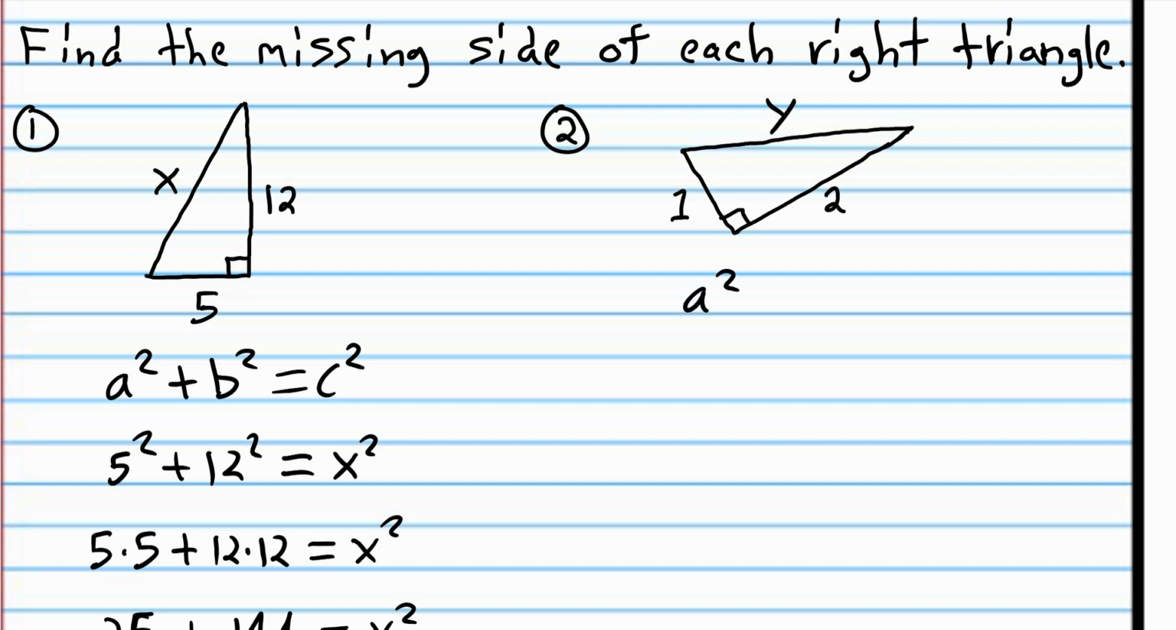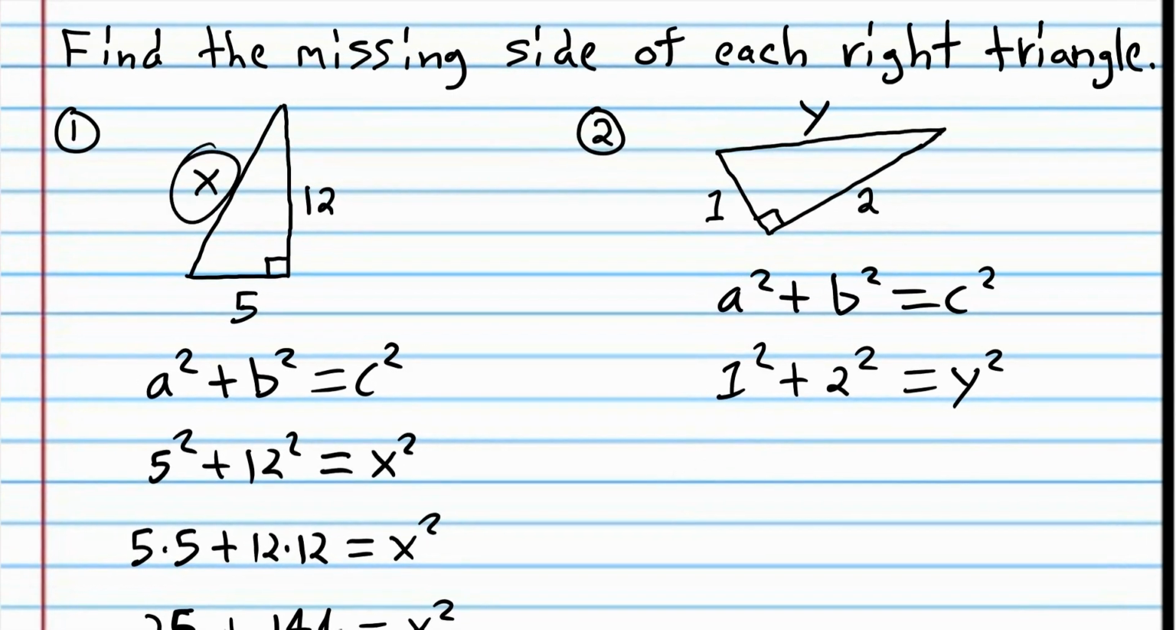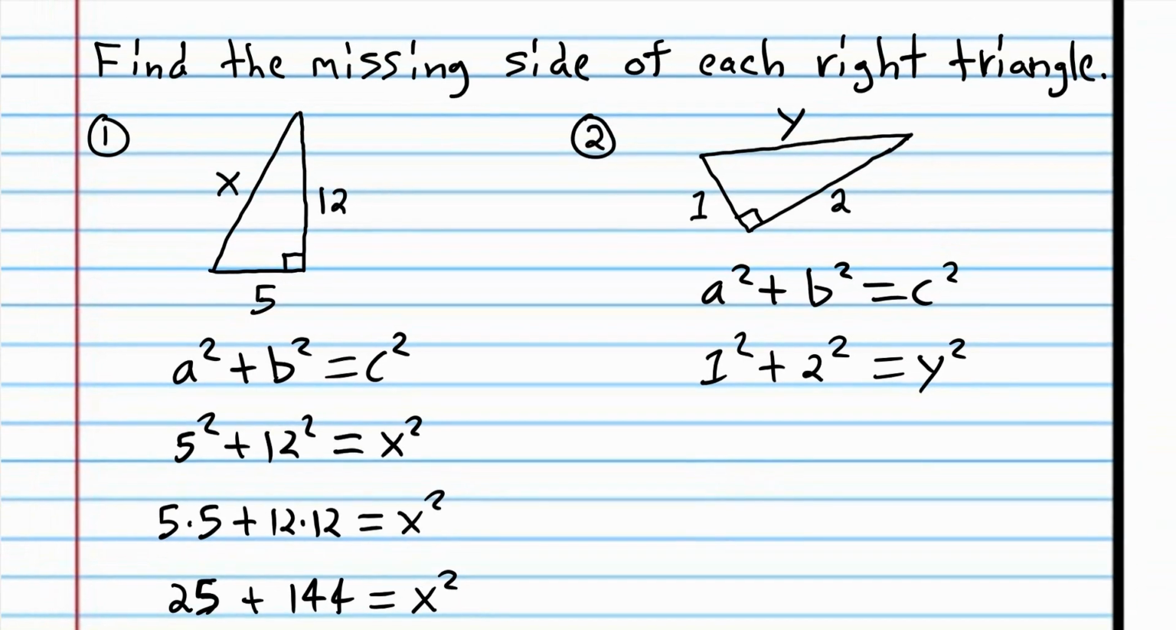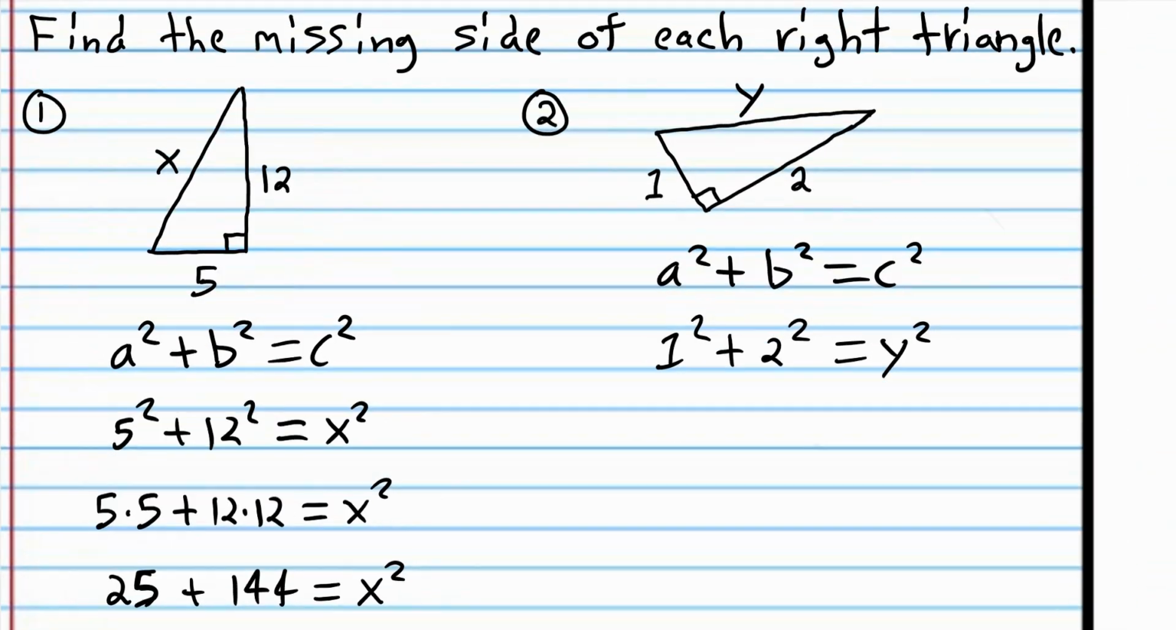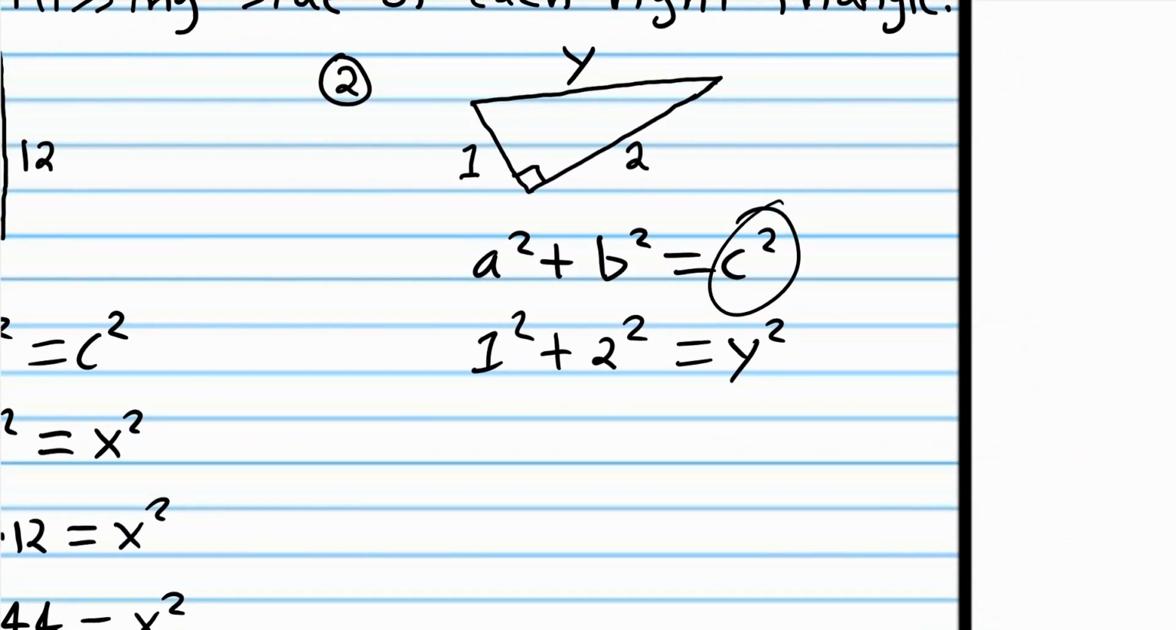So I'm going to write the tool that I'm going to use. And I'm going to plug in the legs and the hypotenuse. Now again, y is the hypotenuse. How do I know that? I know y is the hypotenuse because it's opposite the 90-degree angle. So far in these problems, the missing number has been the hypotenuse. We're going to deal with problems where the missing number is a leg later on. So the hypotenuse is y, that plugs in for c.